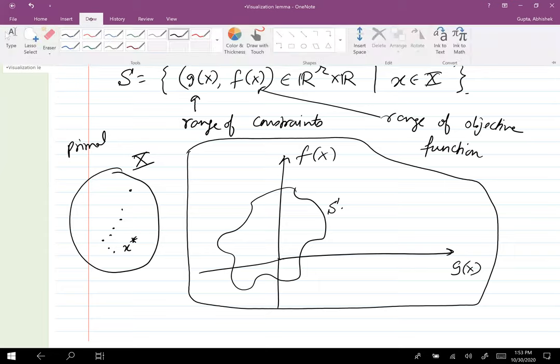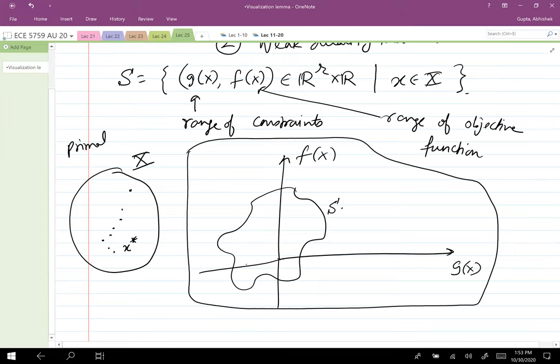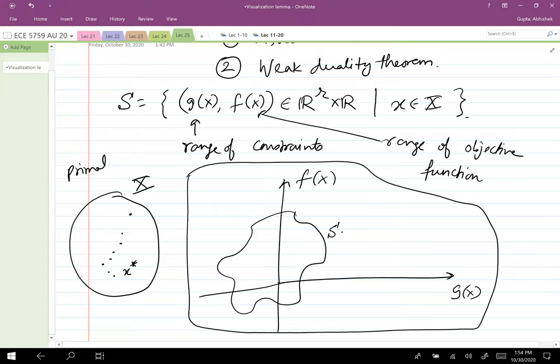Now, if you can tell me which area within this set S corresponds to the feasible region. So any thoughts, what are the points in the feasible region in the set capital S? Everything on the left side of the y-axis. That's right. Everything on the left side of the y-axis. So this is the area where g(x) is less than zero. In this area, my g(x) is less than or equal to zero.